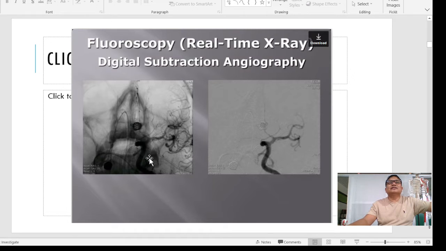Okay. So this is an example. So look at this one. This is a branch of a blood vessel. But look at the flow of blood in that area. Small, so you can assure this is a carotid.